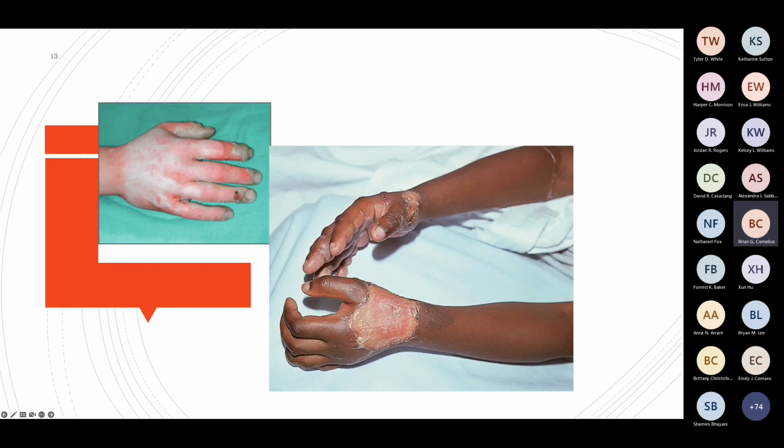Here's a couple other examples of deep partial thickness burns. You can see hands are one of the really big problem areas. As I mentioned, we tend to stick our hands into things. The other thing you have to think about when we start talking about burns is the area and its function.